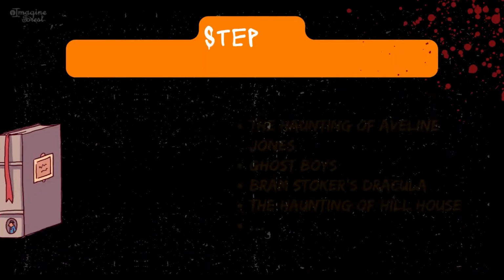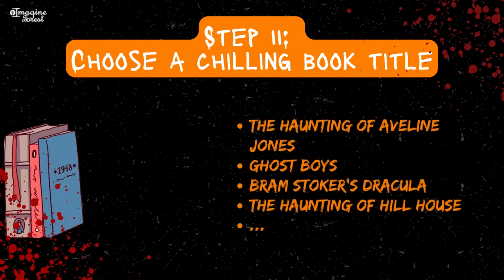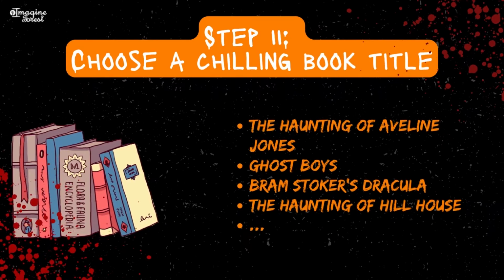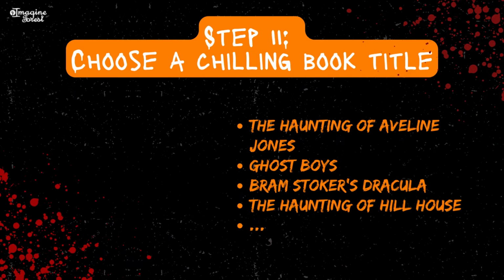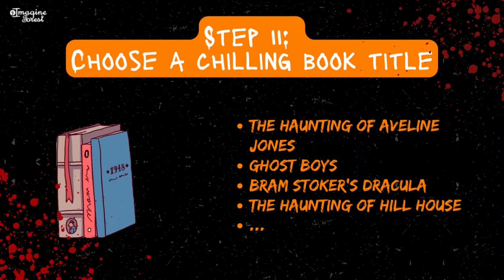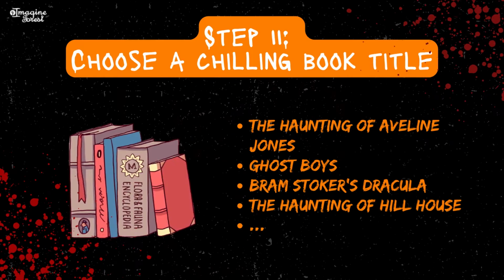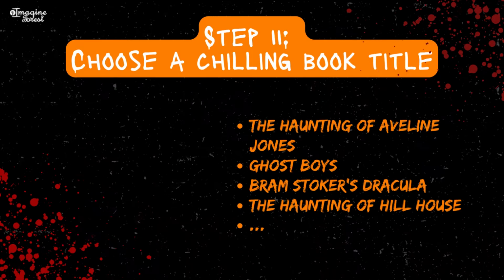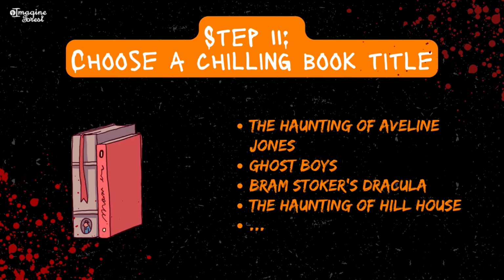Step 11. Choose a chilling book title. A good title helps to give your story an identity, and also helps to tell the reader what kind of story they're about to read. The title should be intriguing and a little bit scary. If you're struggling with an idea, then try thinking about popular horror book titles, such as The Haunting of Evelyn Jones, Ghost Boys, or Bram Stoker's Dracula.